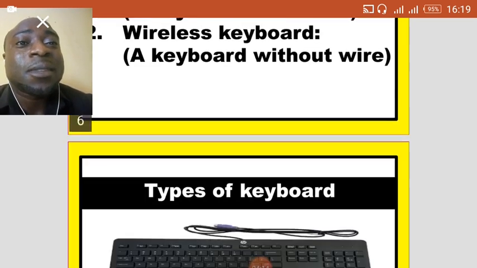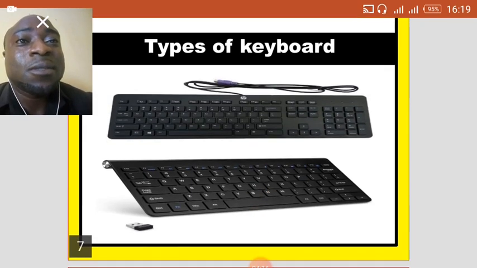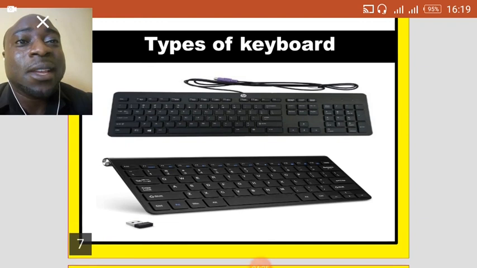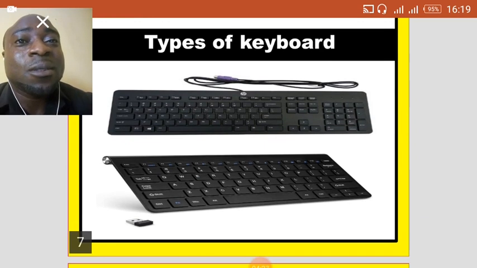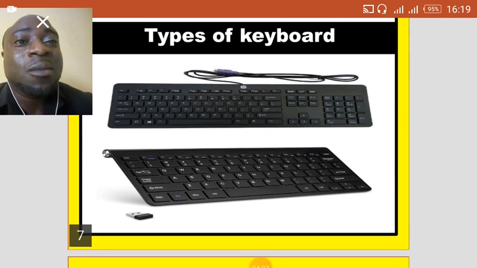All right, now let's look at the picture of the keyboard. Now this is the picture of computer keyboard. As you can see, the first one has a wire and we call it wire keyboard, while the second one has no wire and we call it wireless keyboard. So these are the major types of keyboard that we have.